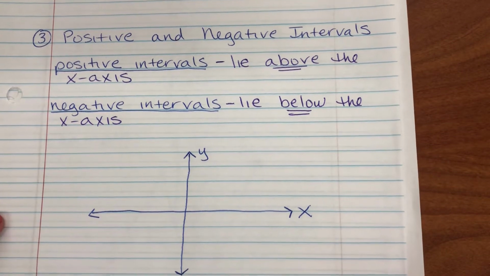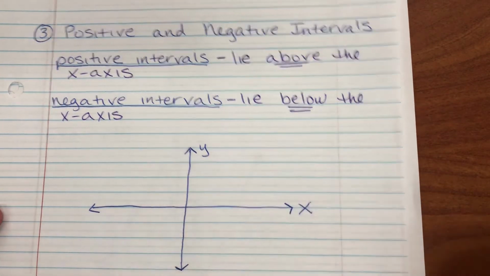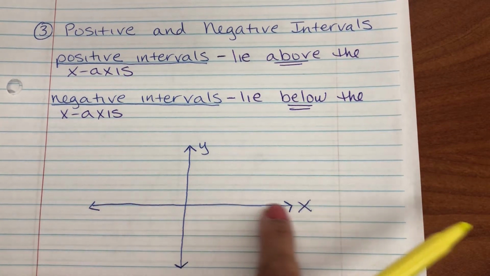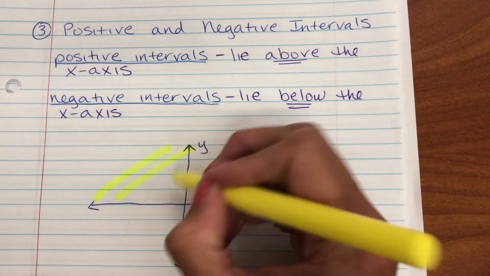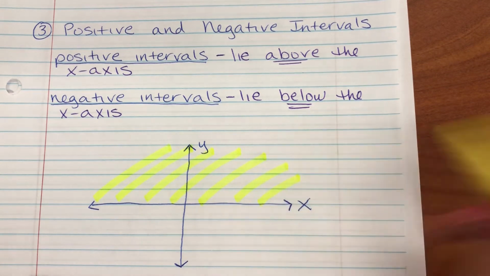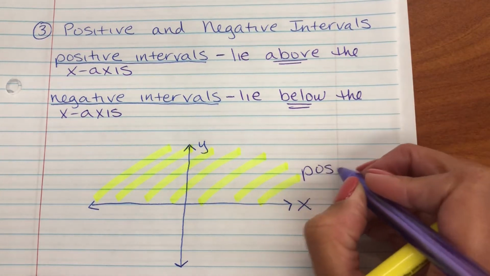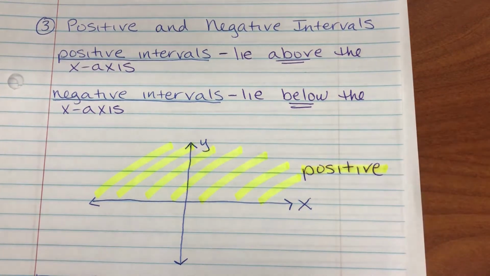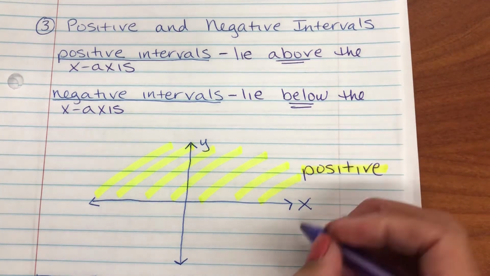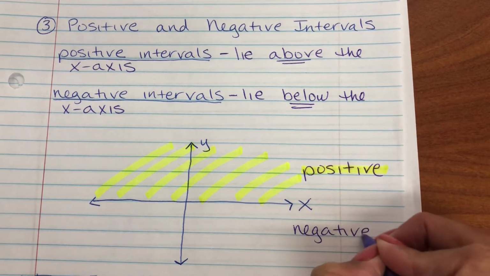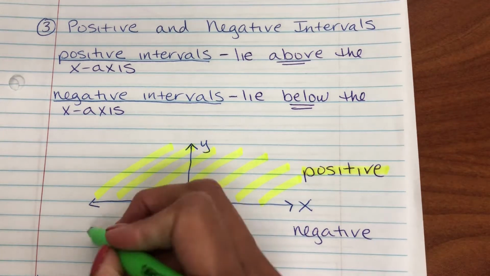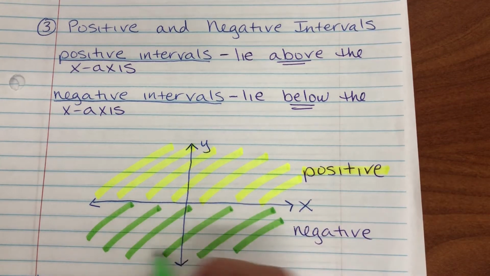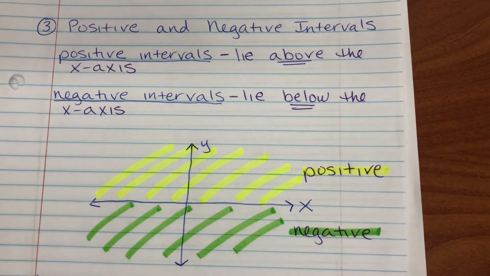So let's take a look at a diagram here. I have my coordinate plane drawn out. Anything above the x-axis, here's our x-axis, anything that falls in this yellow region, that would be positive. And then anything that is below would be negative. So down here, below the x-axis, anything that falls down in this green area would be negative.